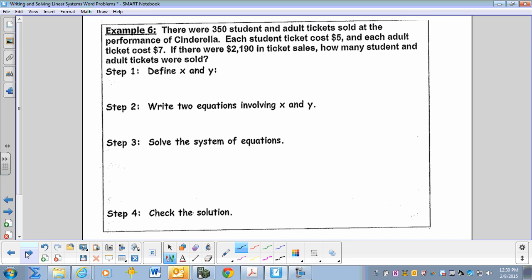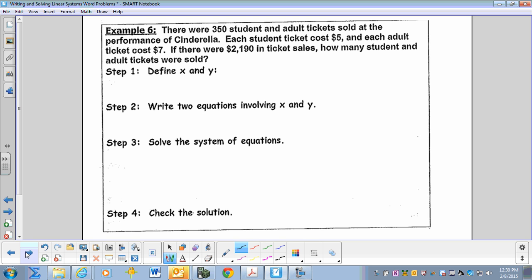Next example. There were 350 student and adult tickets sold at the performance of Cinderella. Each student ticket cost $5, and each adult ticket cost $7. If there were $2,190 in ticket sales, how many student and adult tickets were sold?